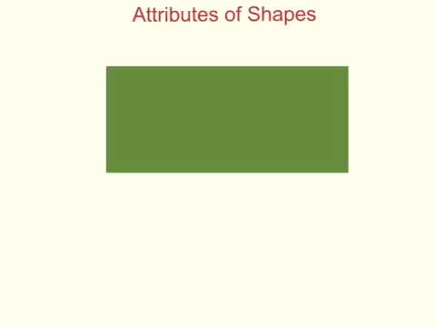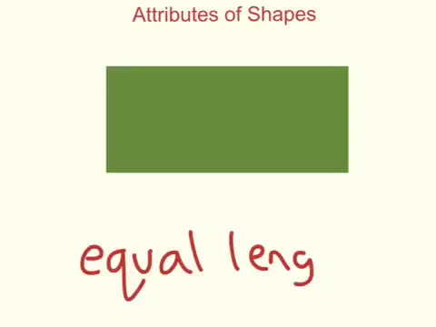Another way that we can describe shapes is by describing equal length sides. So if you look at this green rectangle, you'll notice that this side here is the same length as that side up there. And at the same time, this side here is equal to this side in length. So we could say that this shape has 2 pairs of equal length sides, or opposite sides that are equal in length. And the way we mark equal length sides is by using what's called a hatch mark.